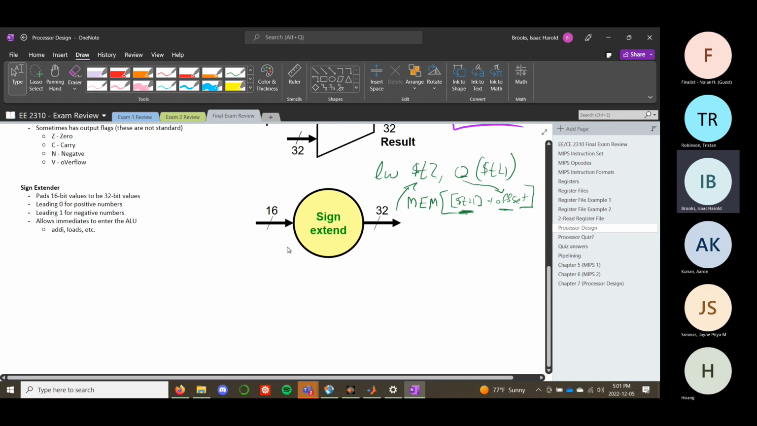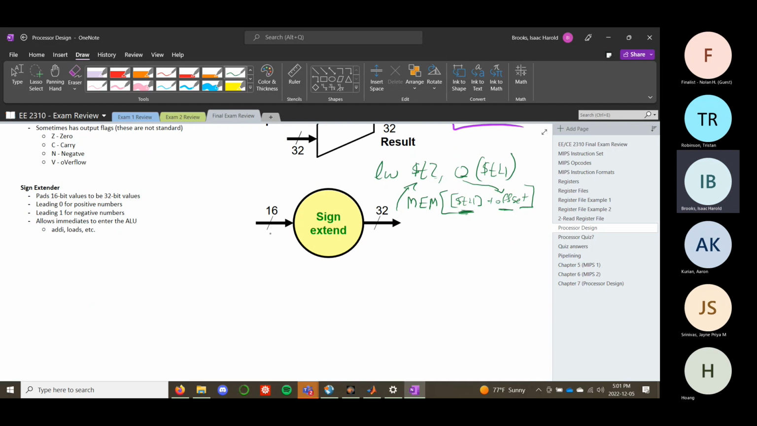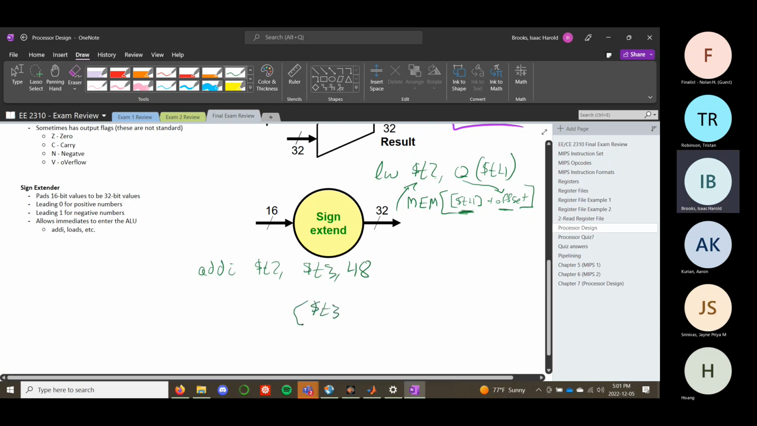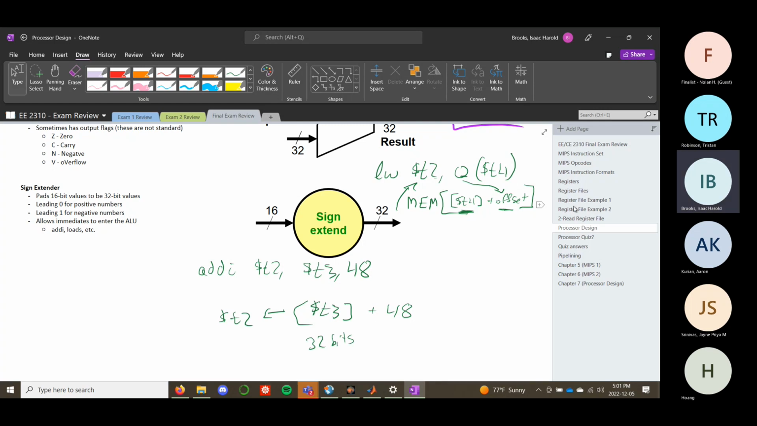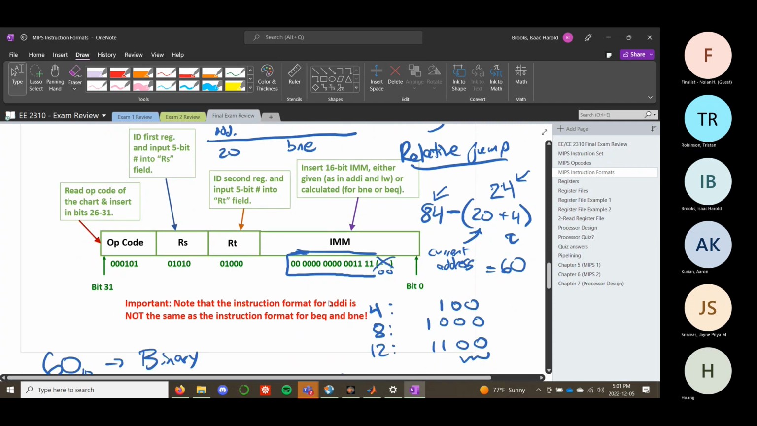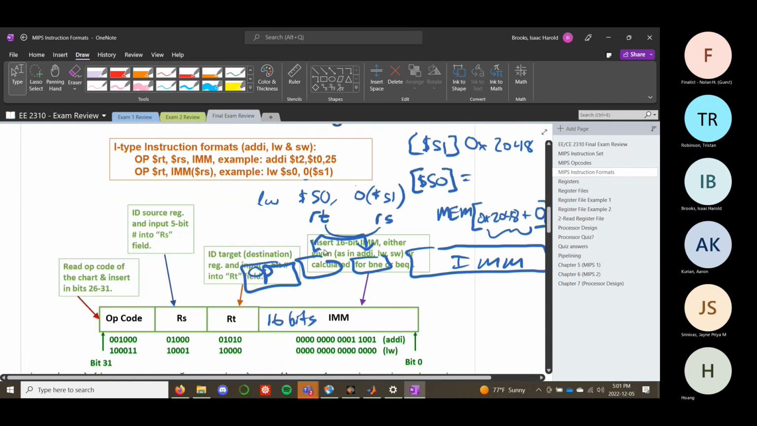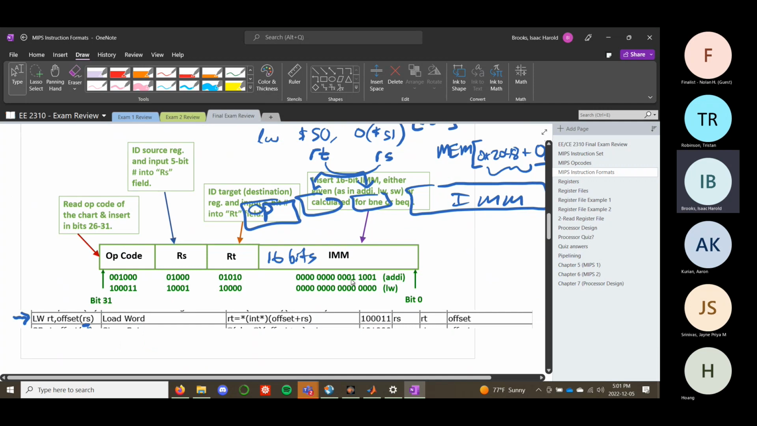The sign extender. So this is useful for the immediate type instructions where you have a 16-bit immediate, but you want to add it to the contents of a register, for example. So an add immediate, T2, T3, 48. This is going to say, I want to do the contents of T3 plus 48 and store that into T2. So these registers are 32 bits. They hold 32 bits. So this is going to be 32 bits. But this immediate field, if we look back at how we set up our instructions, we only have 16 bits to store the immediate.